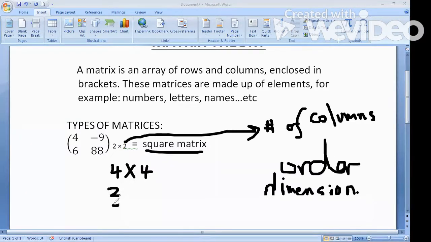What about a 3 by 3? All right, so all these will give you what? A square matrix. Yeah, because look, the numbers are even. In other words, both numbers have to be the same in order for you to get a square matrix. So a 5 by 5 will also give us a square matrix. All right?